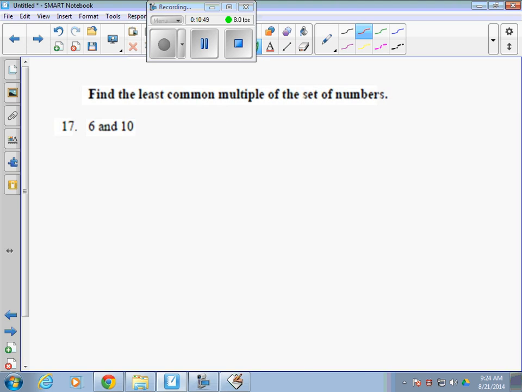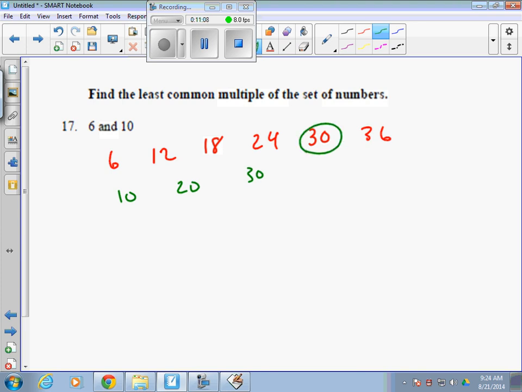The least common multiple is when you count by the numbers. These aren't the numbers that go into these numbers, but this is when you actually count by them, like 6, 12, 18, 24, 30, 36, and so on and so forth. When you count by tens, you're going to get 10, 20, 30. That's the reason I stopped right there, because I know we'd get to it sooner rather than later. The number 30 is your least common multiple.